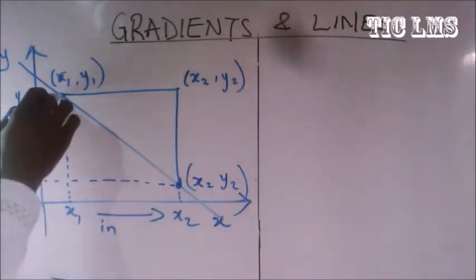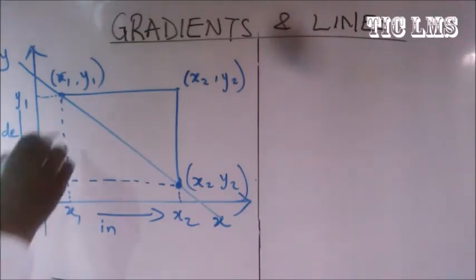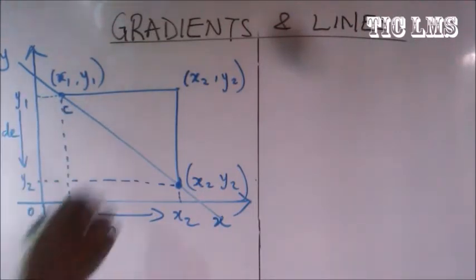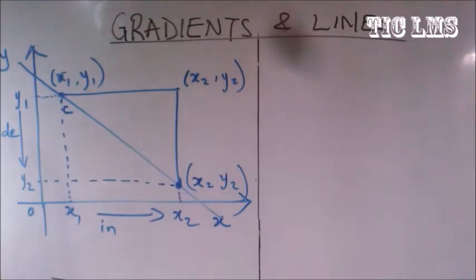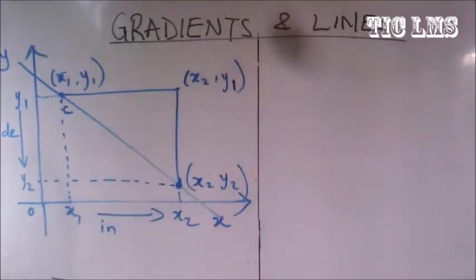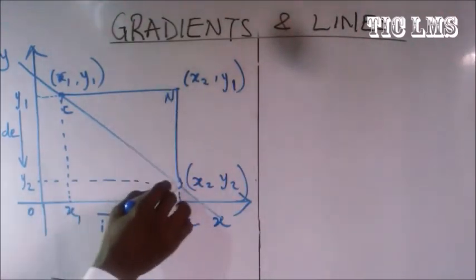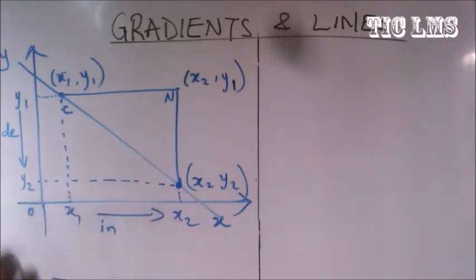Now we can call this particular coordinates, this x1, y1 coordinates, we can call it C. And let's call this x2, y1 coordinates N. And then we'll call these coordinates, which is x2, y2, we'll call it D. Alright, so with that, we can find the gradient.